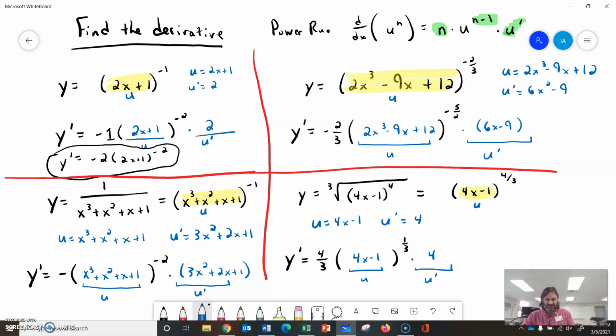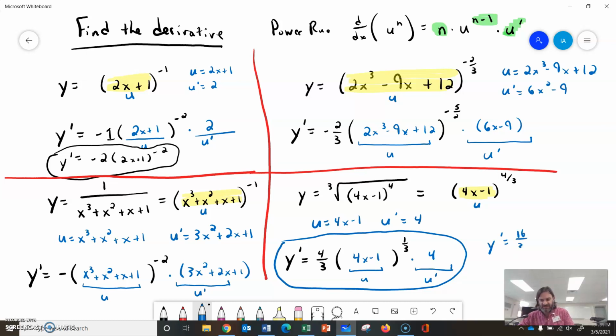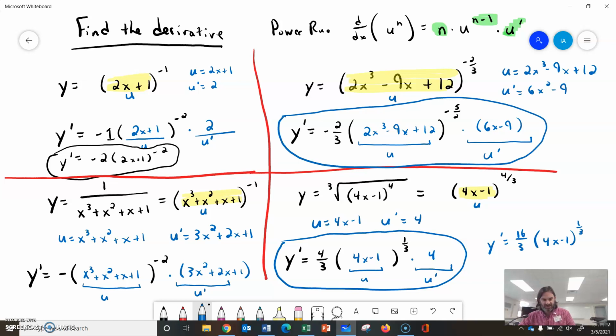Now I don't see any reason you need to clean that up, but if you do, you could definitely multiply the 4 and the 4/3 out front. So you could have y prime equals 16/3, and that would be times the quantity of 4x minus 1 to the 1/3, or you could turn that back into a cube root if you liked. But going back through these, make sure you understand how we applied the chain rule with that power rule.